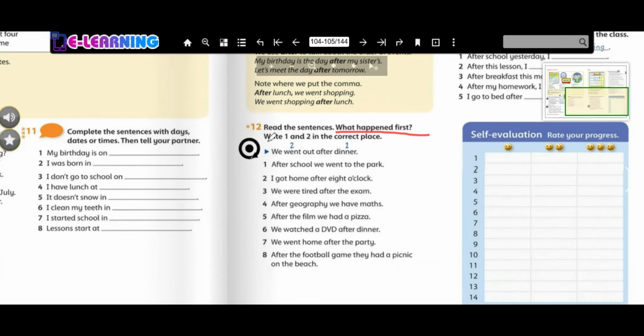So exercise 12, read the sentences. What happened first? Write 1 and 2 in the correct place. So we have one example right here. We went out after dinner. So what happened first? After dinner happened first. So we write number 1 above dinner, okay? And we went out happened later, so we write number 2 above "we went out". So pause the video and complete exercise 12.